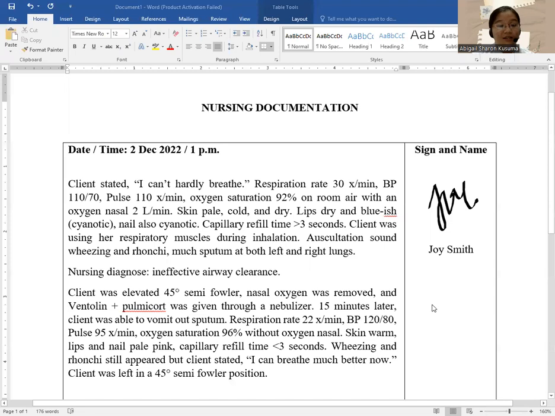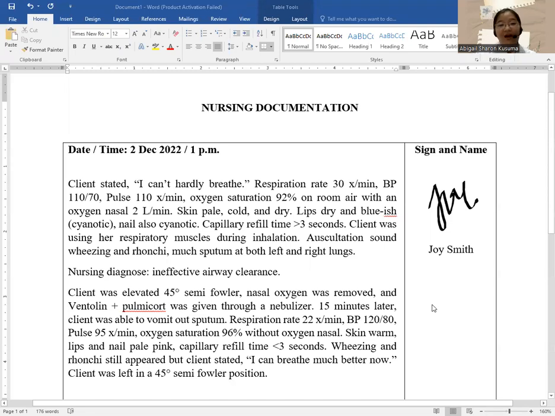I chose the simplest method of all, which is narrative documentation, which makes a storyline of what happened to the patient and the condition of the patient. So I'll share my screen, and here we go. This is my nursing documentation example.